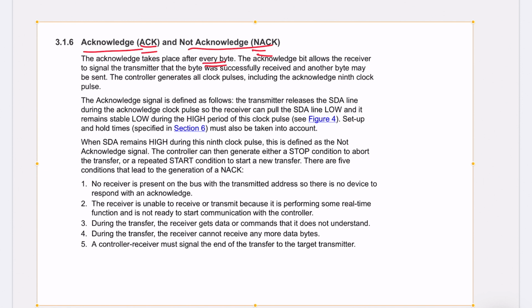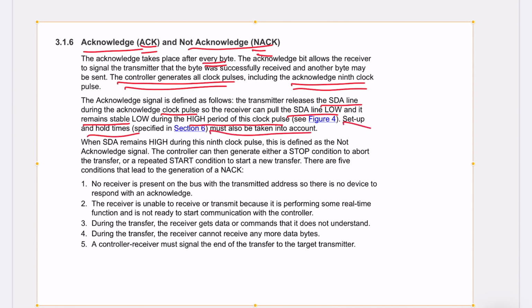From here, we can see that the controller still generates all the clock pulses, including the acknowledge from the 9th clock pulse. The acknowledge signal is defined as follows. The transmitter releases the data line during the acknowledge clock pulse so that the receiver can pull the data line low, and it will remain stable low during the high period of the clock pulse. Of course, setup and hold times, which we're going to learn about later, must be taken into account.